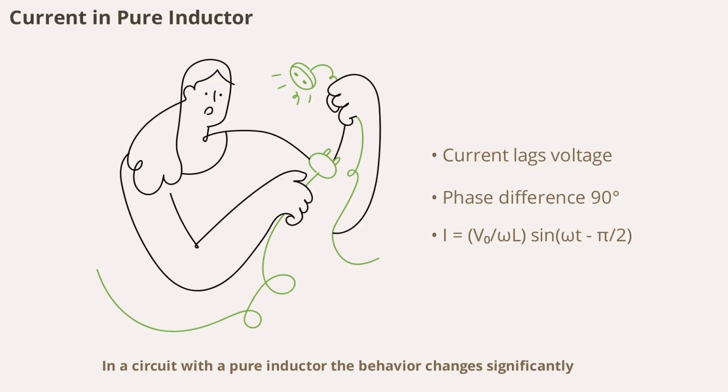In a circuit with a pure inductor, the behavior changes significantly. When an AC voltage is applied, the current lags the voltage by 90 degrees, or π/2 radians. The relationship is given by I = (V/ωL) sin(ωt − π/2), where L is the inductance. This phase lag is a direct result of the inductor's property to oppose changes in current.